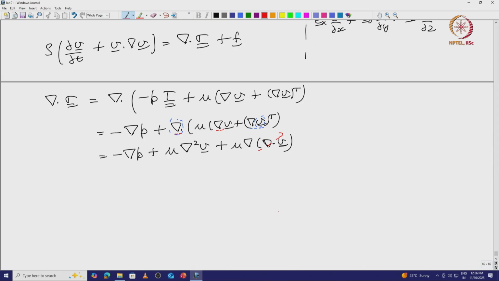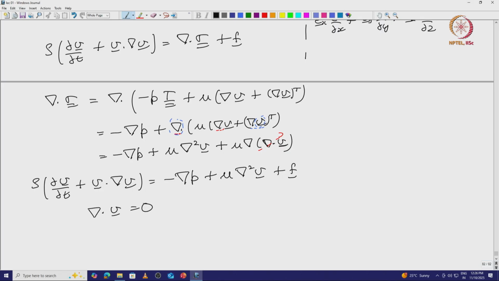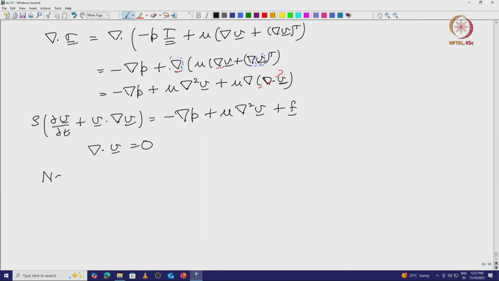Putting all this together, I get rho into partial V by partial T plus V dot grad V equal to minus grad P plus mu del square V plus F. This is the momentum conservation equation, which together with the mass conservation equation, divergence of velocity equal to 0 for an incompressible fluid, is what is called the Navier-Stokes mass and momentum conservation equations.